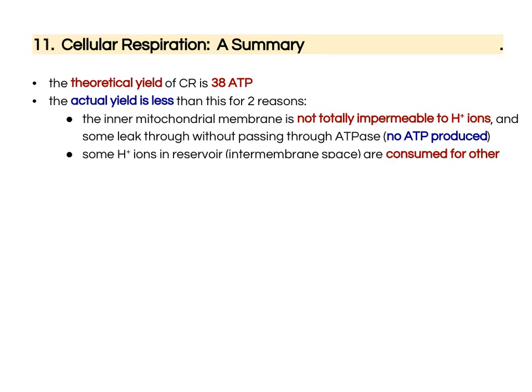Some are leaking through without passing through ATPase. The second is that some of the hydrogen ions that might be in that intermembrane space might get used up for things that we wouldn't think of. And so they're also not passing through ATPase and therefore not producing any ATP. That's not unlike side reactions in a chemistry experiment.